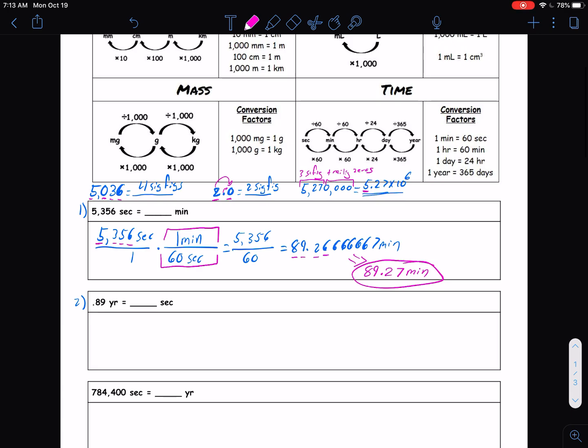So let's move on to number 2 now. I want you to go through and solve number 2, and do not worry about sig figs yet. Just go through and solve number 2.